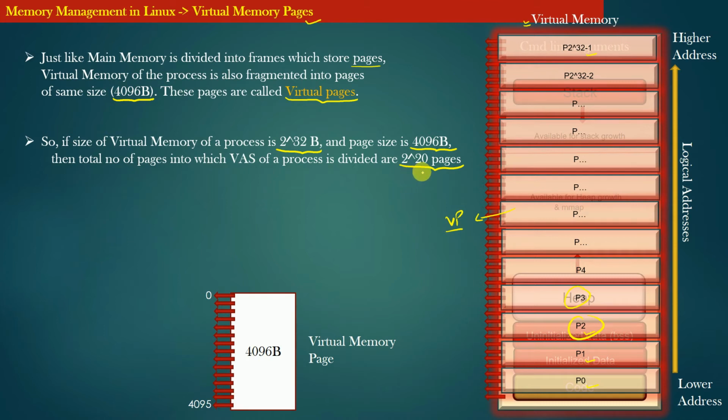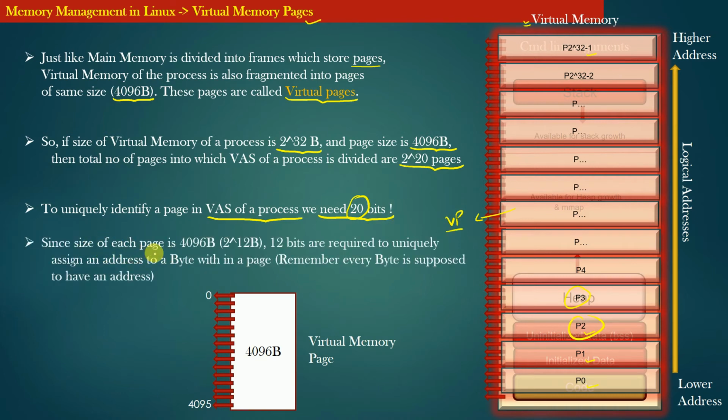Now let me test your ability of permutation and combination. To uniquely identify a page in the virtual address space of a process, we would need 20 bits, right? Because it is 2 raised to the power 20 pages. So you need 20 bits in order to uniquely identify a virtual page in a process virtual address space. Going further, since the size of each virtual page is 4096 bytes, 12 bits are required to uniquely assign an address to a byte within a page.